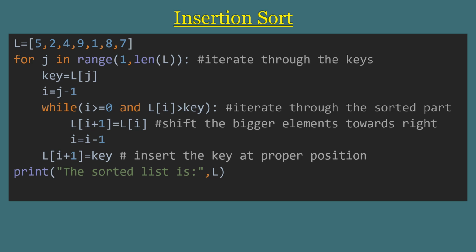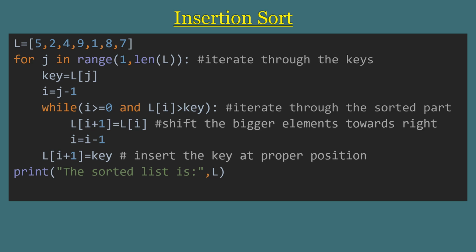Now here in this case, the element 2 is the key element which has to be inserted in the proper position of the sorted part of the list. So 2 will be first compared with 5 and it is found that 5 is bigger than 2. So 2 will be inserted before 5. Okay, this is how it will be done.